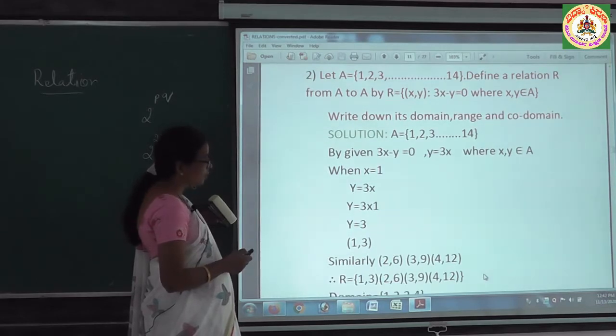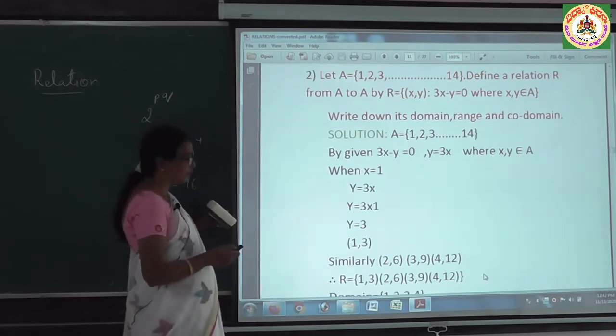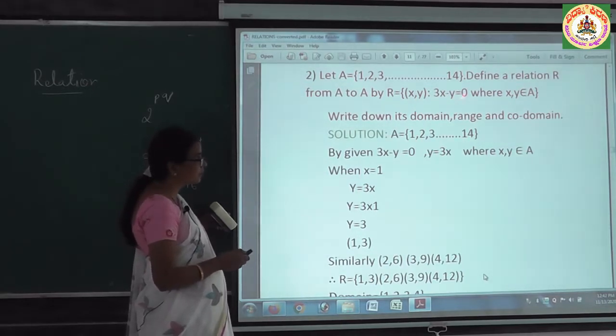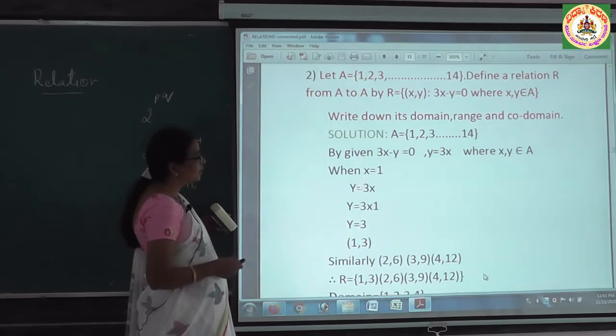First, you have to write what is given in the question. Here, A is equal to 1, 2, 3 and so on up to 14. By given, you have the relation 3x minus y is equal to 0. Therefore, we have y is equal to 3x, where x, y belongs to this set A. First, we shall take the value of x as 1. Calculate now the value of y.